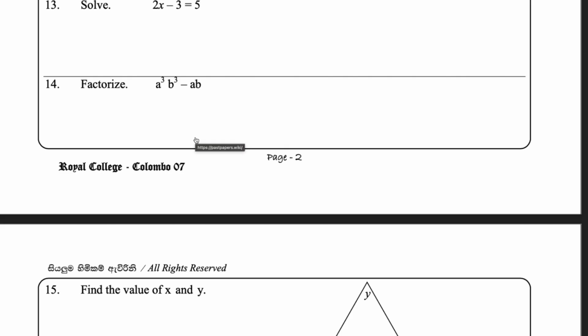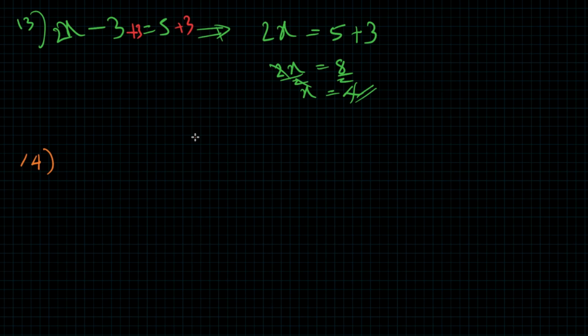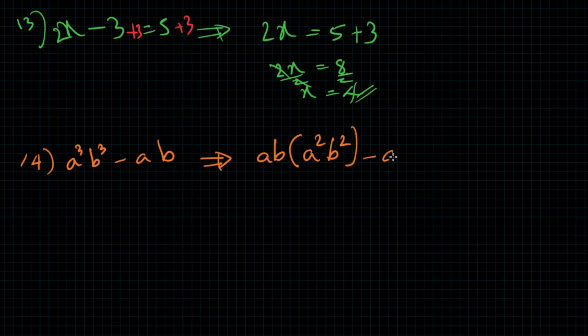Factorize a to the power 3 b to the power 3 minus ab. This is interesting. Not difficult, interesting. Now I can write this one like this: ab times (a to the power 2 b to the power 2 minus 1).